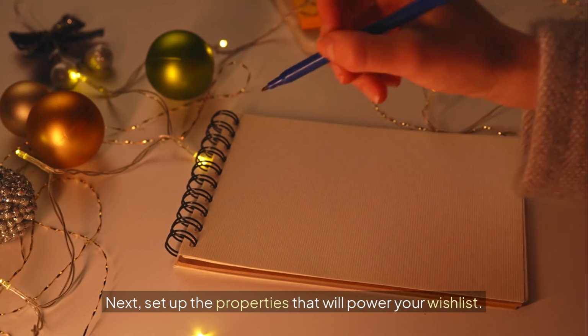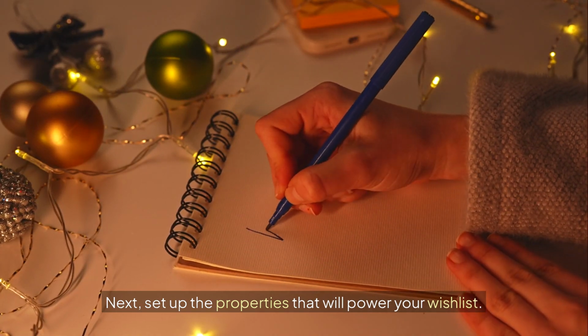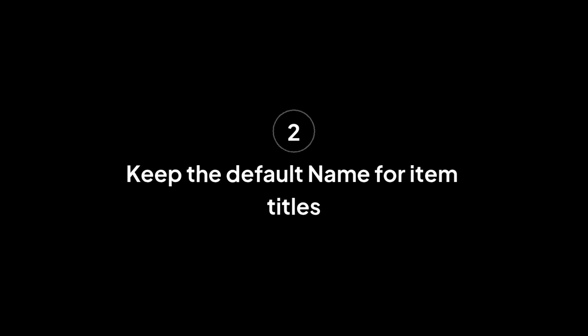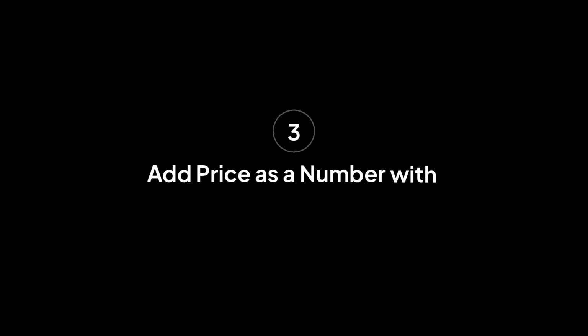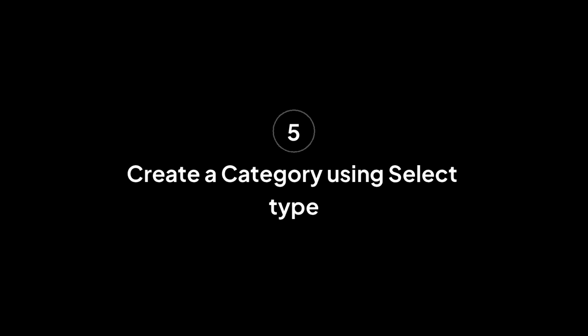Next, set up the properties that will power your wish list. Click the plus icon to add fields. Keep the default name for the item's title. Add price as a number, set the format to $, and choose 0 decimals for consistent, tidy values. Add a URL property so you can jump straight to the product page. Create a category using the select type, with options like electronics, clothing, or home goods.